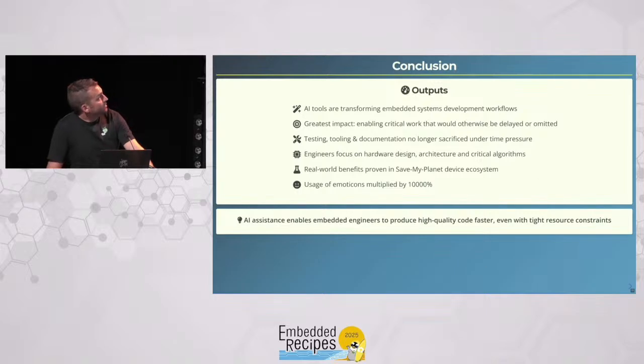Okay, so AI tools are transforming embedded system development. The greatest impact is enabling critical work that would otherwise be delayed or omitted. And I think that's really the plus point of this: testing, tooling, and documentation. Not everybody loves that, I don't love that either, but I'm still doing it now. Engineers focus on hardware design, architecture, and critical algorithms. Sure. Okay, in my case, it's definitely 100% an advantage.